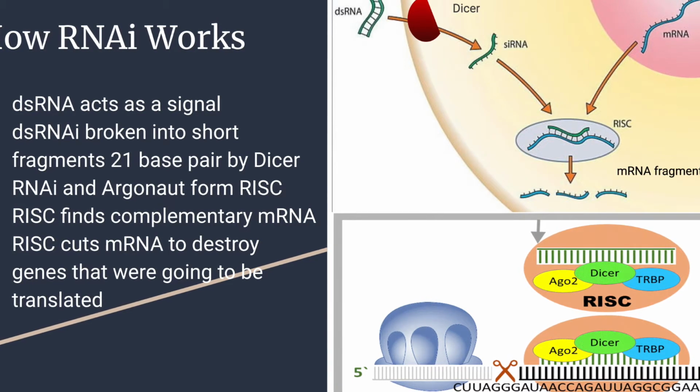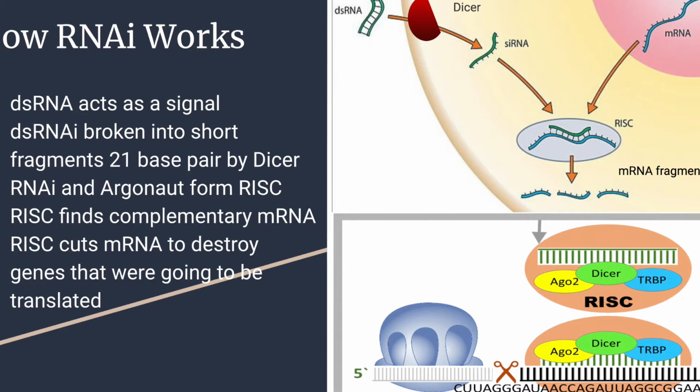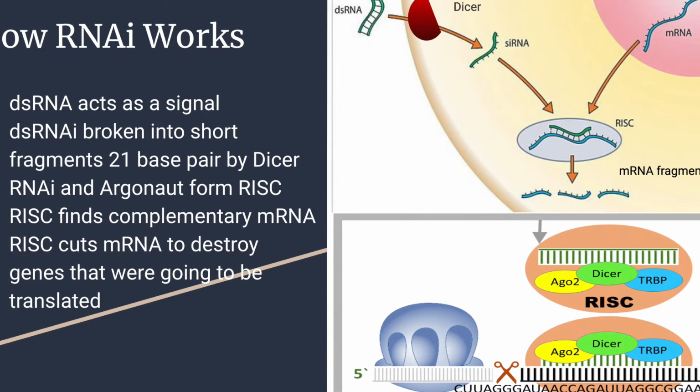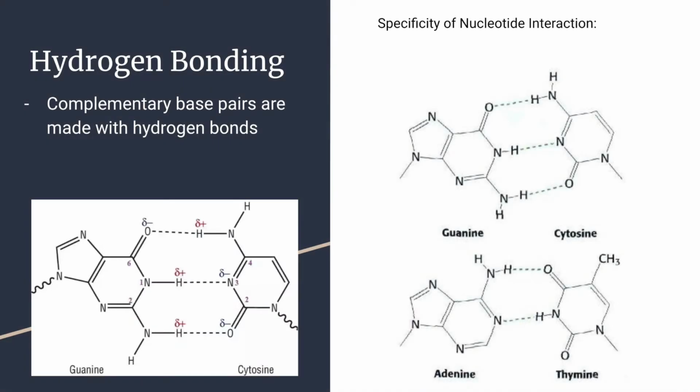So basically, just being really short, there's double-stranded RNA. It gets cleaved into smaller little pieces that are specific to the gene that we're looking to bind to and silence, which then, forming the RISC, or the RNA-induced silencing complex, acts as this mechanism to cut the gene.